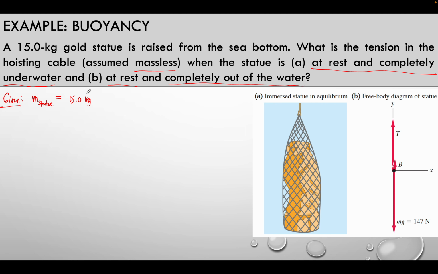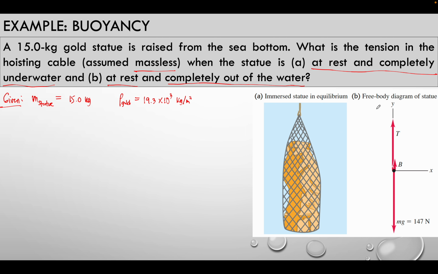Okay, so the only value given is the mass of the statue. Also, since the density of gold is a constant value, we also have the density of gold, which is equal to 19.3 times 10 to the power of positive 3, again, kilogram per cubic meter. Okay, so how can we solve for the tension?